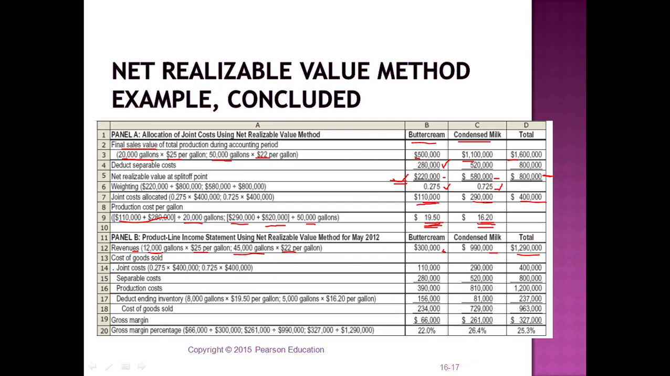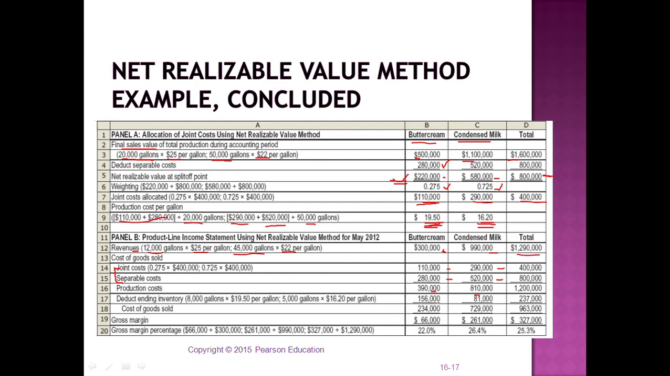So in this case, now we have to take two types of cost: joint cost and separable cost. So what is the joint cost? Like we have already calculated above, 110,000 and 290,000 from above. So we take that, and we also add the separable cost which was given in the question, 280,000 and 520,000. So the total cost is 390 and 810 minus the ending inventory.